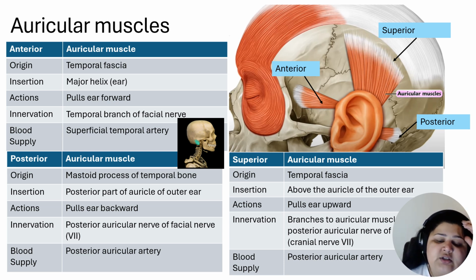Superior auricular muscle, origin is temporal fascia. Insertion, above the auricle of the outer ear. Actions, pulls ear upward. I cannot pull it upward, but you can try. And if that happens, then chances are it is the superior auricular muscle that's helping you. Innervation, branches to auricular muscle, posterior auricular nerve, a cranial CN7. Blood supply, posterior auricular artery. Okay.